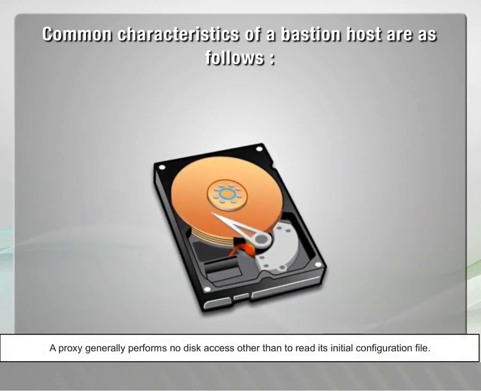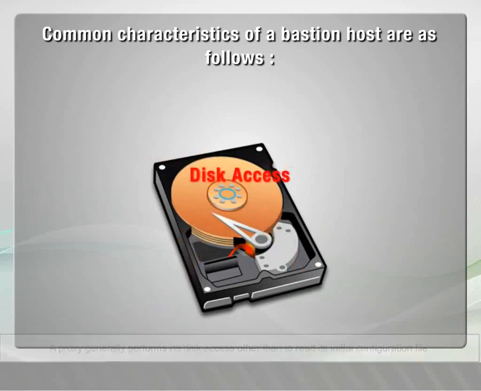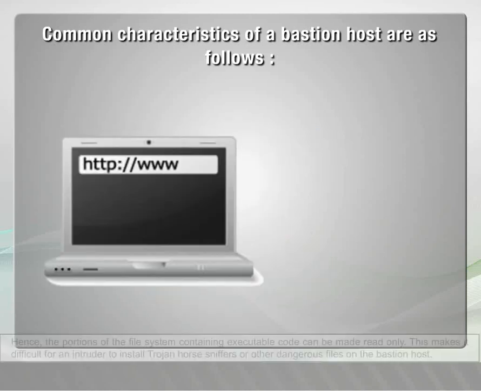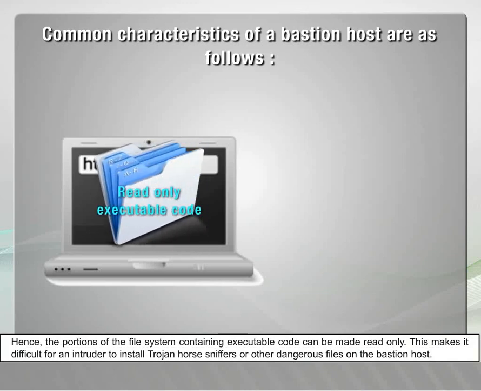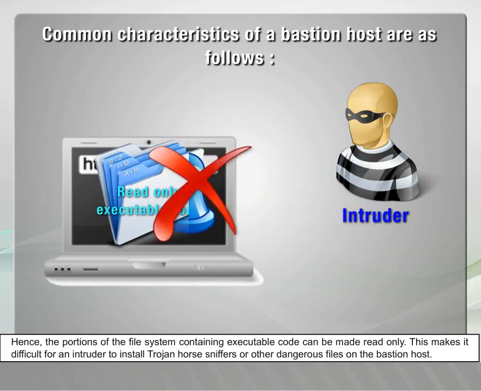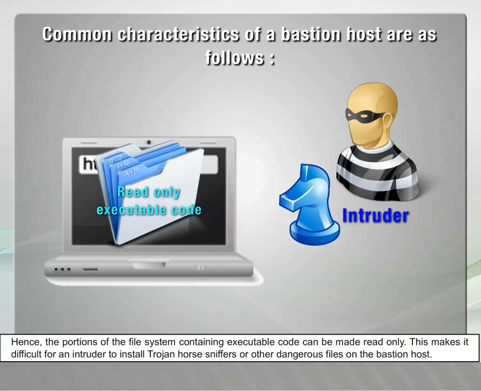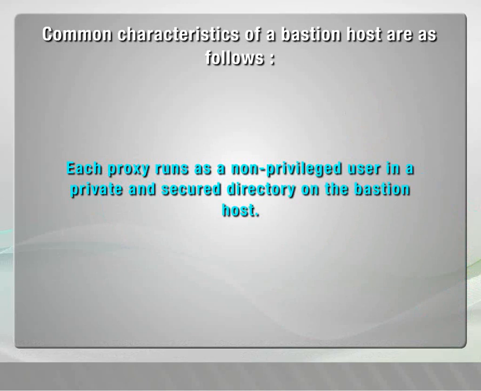A proxy generally performs no disk access other than to read its initial configuration file. Hence, the portions of the file system containing executable code can be made read-only. This makes it difficult for an intruder to install Trojan horse sniffers or other dangerous files on the bastion host. Each proxy runs as a non-privileged user in a private and secured directory on the bastion host.